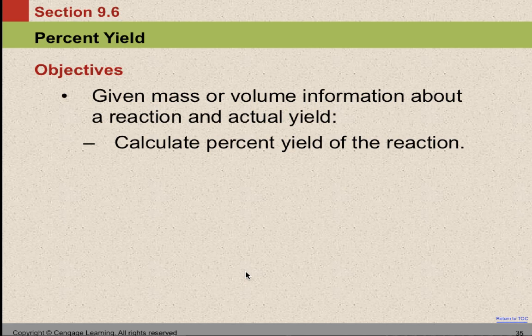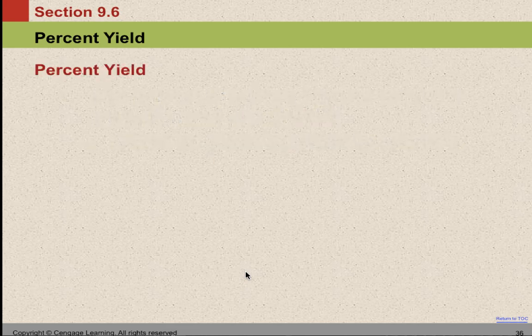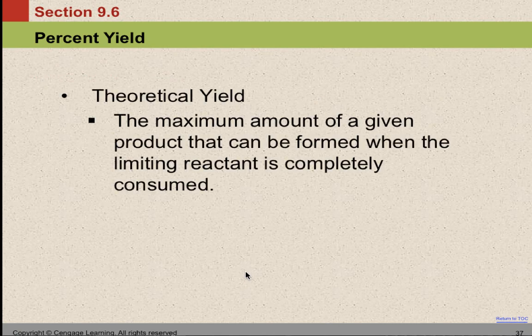What we have been calculating so far is called the theoretical yield. The theoretical yield uses stoichiometry, and it assumes that the given product can be formed when the limiting reactant is completely consumed, meaning all of the reactants, as determined by the limiting reactant, are converted to the desired product.